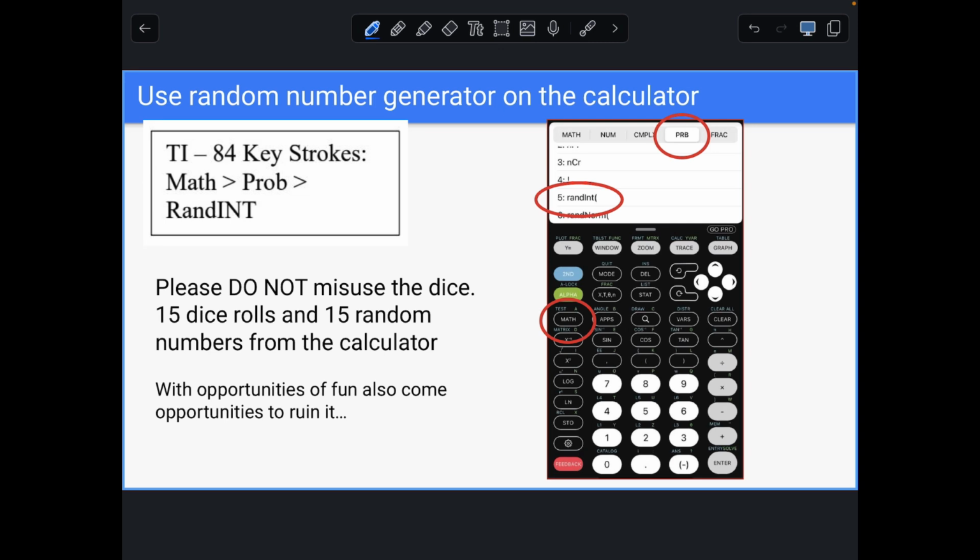Okay, so you're going to roll the dice 15 times, tally how many times you get a win or a loss, and then you're going to use the calculator to do a random number generator. Again, the instructions to the calculator are there on the screen.